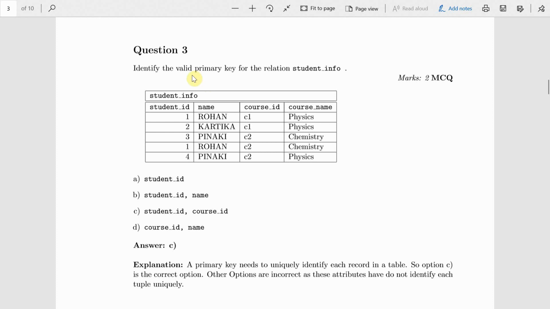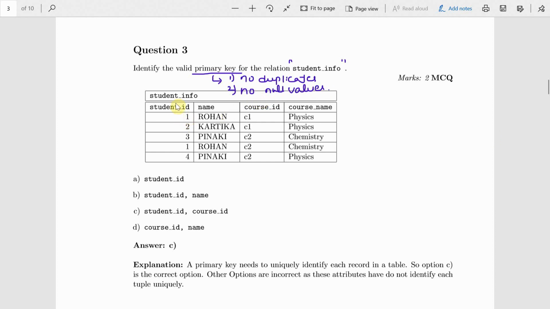Identify the valid primary key for the relation student info. The first condition for a primary key is that it should not have duplicates, that is, no duplicates in the primary key. The second condition for a primary key is no null values. So to answer this question, these two conditions are to be verified.